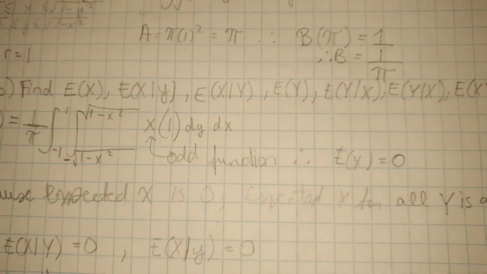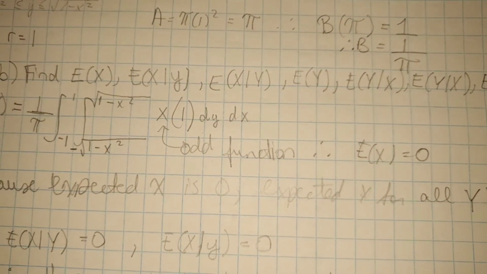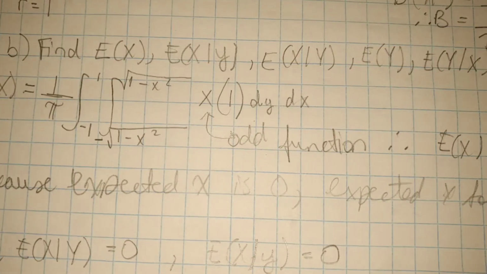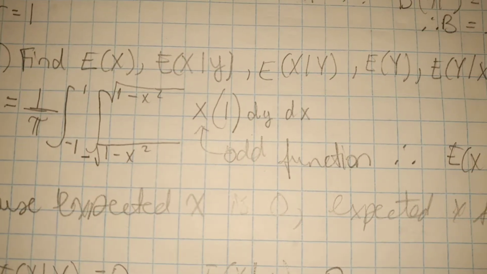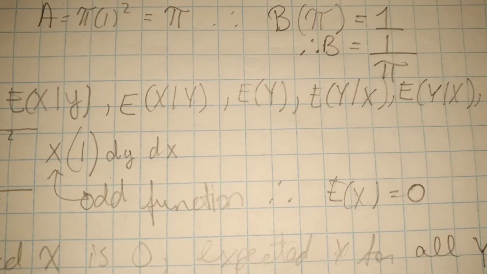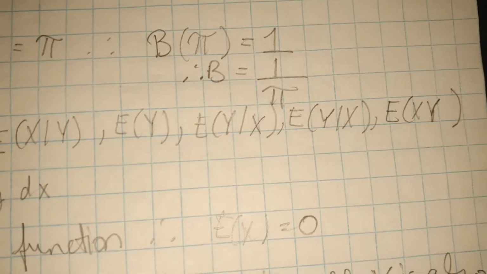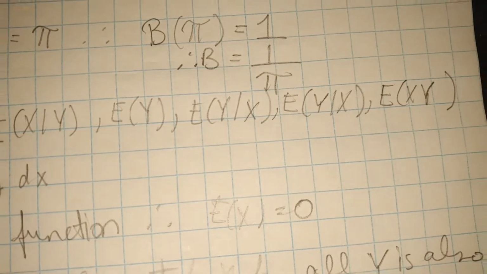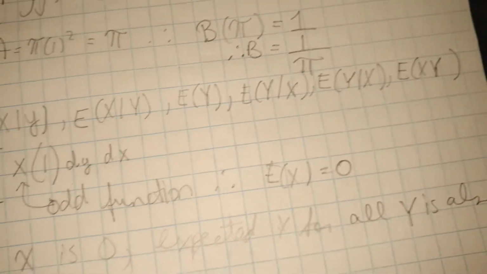The next part of the question asks us to calculate a few different expectations. We have the expectation of x given y, where y is a value, and then y as a variable, the expectation of x, and the expectation of y. And the other way around, y given x, with x as a value and as a variable, and then the expectation of xy.